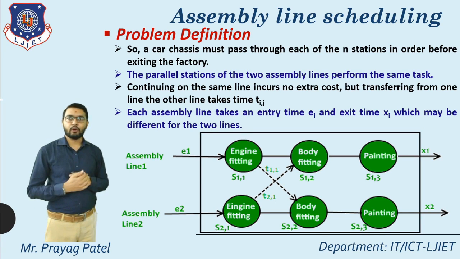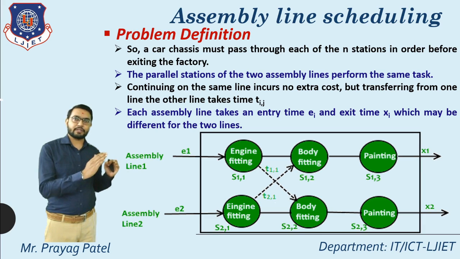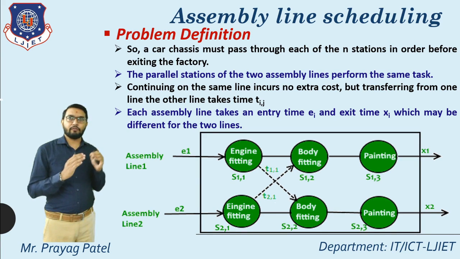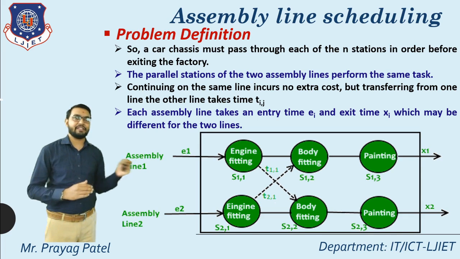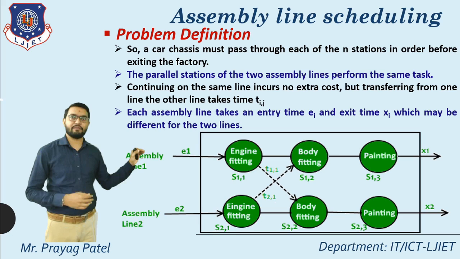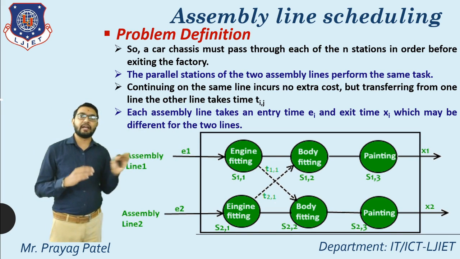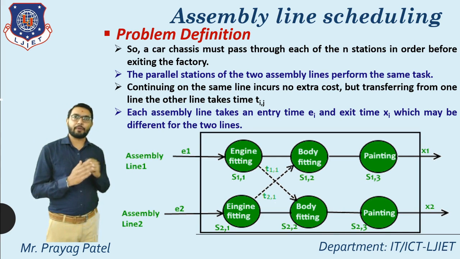Now, if you continue on the same line, performing the operations on the same line, then there is no extra cost. But transferring from one line to another line takes time T of ij. So if you perform the first operation, engine fitting, at line 1 and the body fitting at line 1, then there is no extra cost for the same line operation.